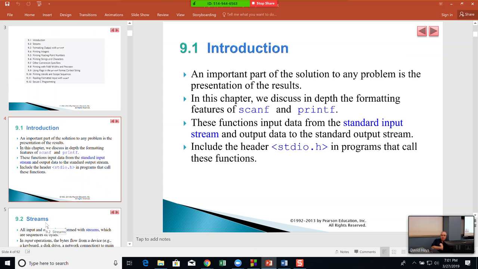Okay. Introduction. An important part of the solution to any problem is the presentation of results. Sometimes when you print off your results, it'll give you something that has 10 decimal places, and maybe it's supposed to be in a dollar format where you only have 2. Well, it looks bad with all those decimals in there. In this chapter, we'll discuss in depth the formatting features of scanf and printf. These functions input data from the standard input stream and output data to the standard output stream. And you need your stdio.h header for the functions that call these.